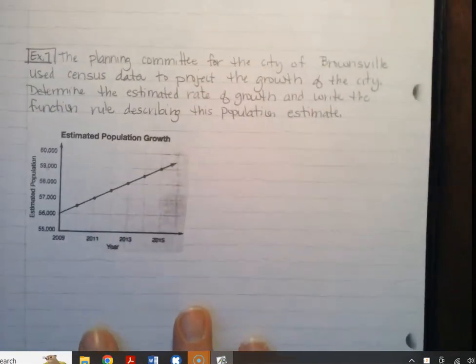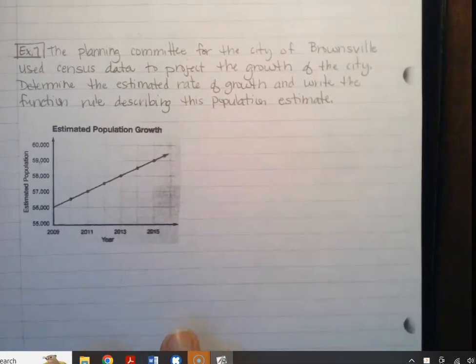All right, last one. The Planning Committee for the City of Brownsville used census data to project the growth of the city. Determine the estimated rate of growth and write the function rule describing this population estimate. So this is that last one, writing the equation of a line given its graph. Can we write the equation given the graph? Or write the function rule is what they're saying. Same difference.